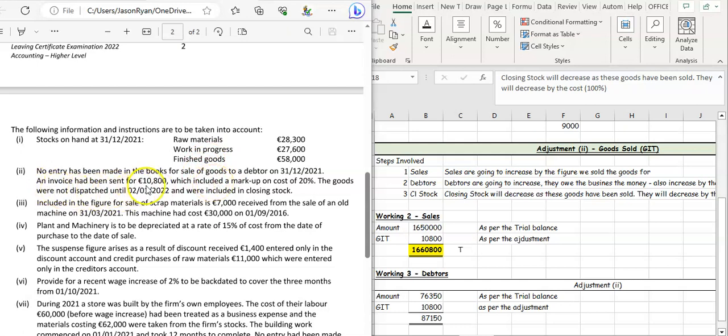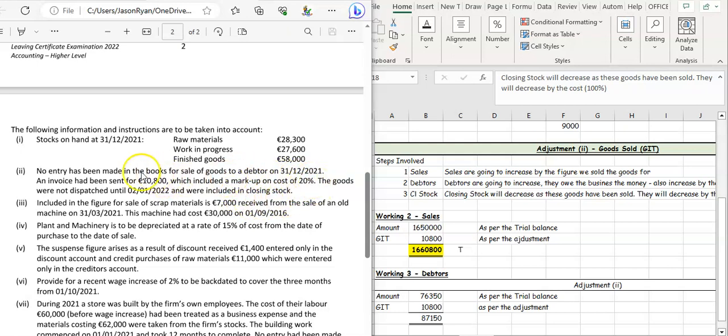So the invoice had been sent for 10,800, which included a markup on cost of 20%. So that means that we're going to have to adjust our sales by 10,800. So we're going to increase our sales by 10,800. Then we're going to have to increase our debtors by 10,800 because now they owe us an extra 10,800. And these goods were not dispatched until the 2nd of 1st, 2022, and were included in closing stock. So we need to decrease our closing stock figure by 100%.